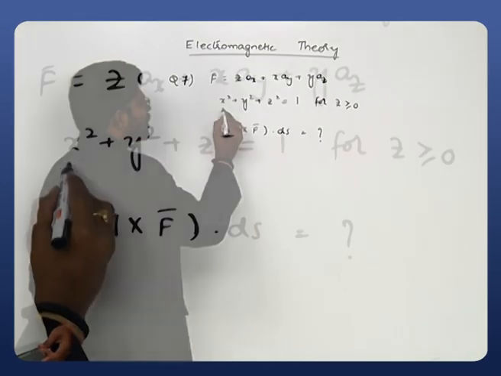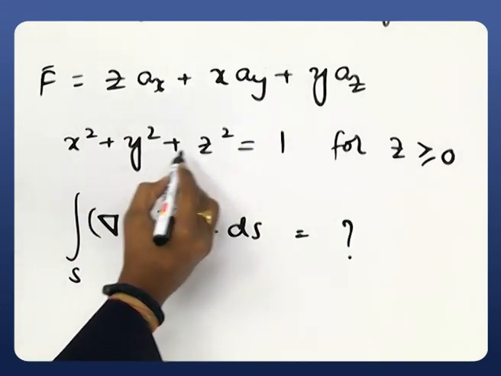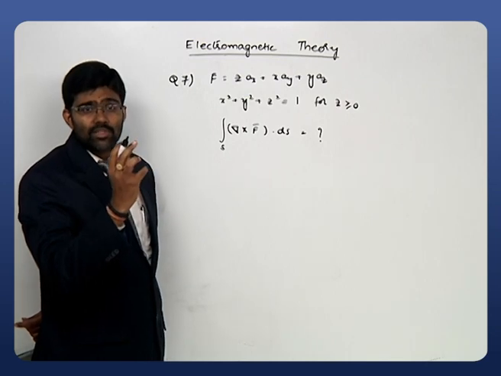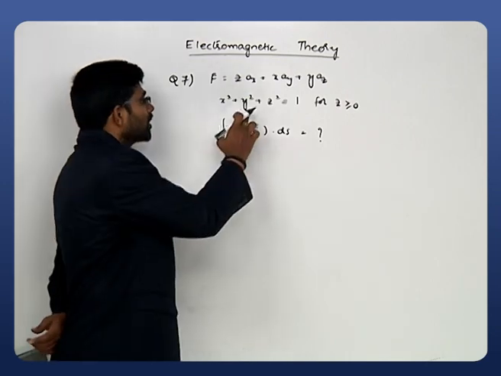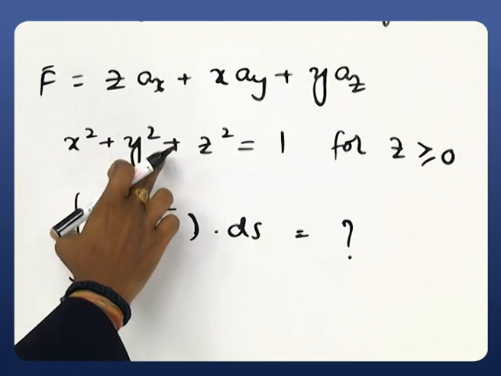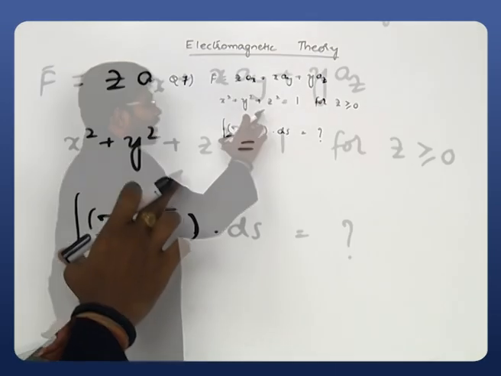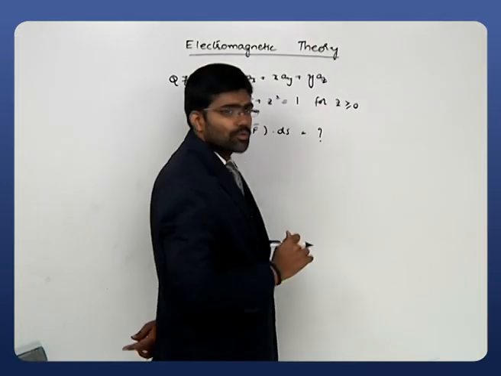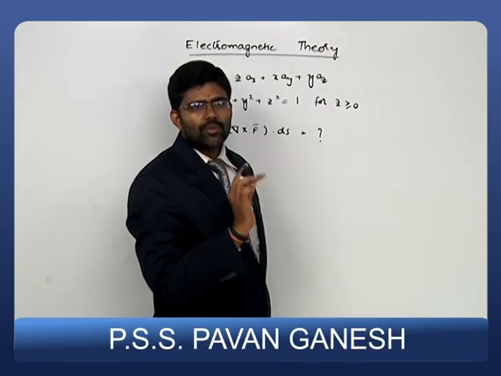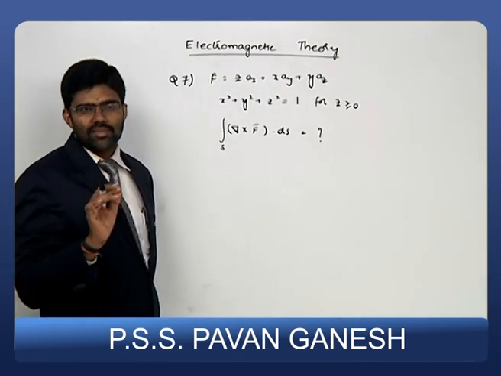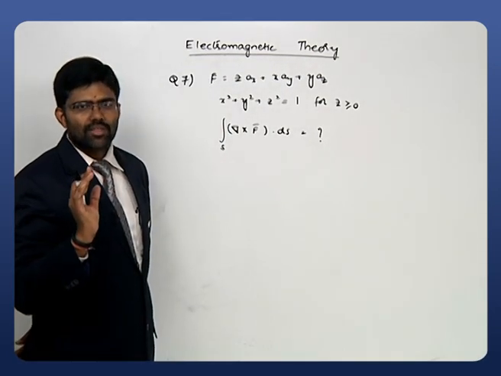The surface which is given to us is x square plus y square plus z square is equal to 1. Clearly observe, this represents a spherical surface. If you take the graph of this, what we get is a complete sphere. But this sphere was mentioned only for z greater than or equal to 0. Since it was mentioned only for z greater than or equal to 0, clearly observe this is not a closed surface. This is an open surface, right?